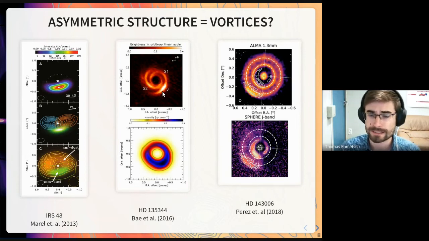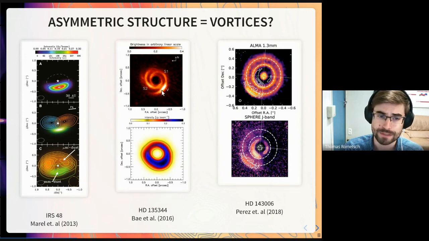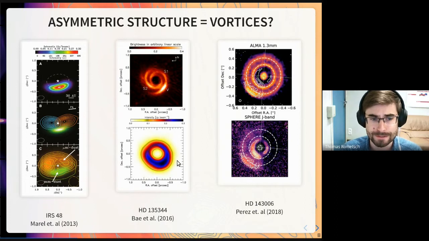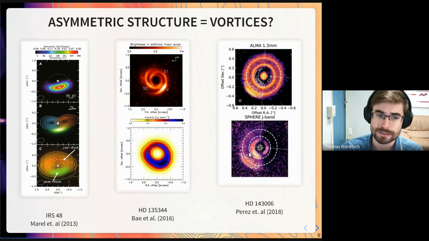It's at the VLT, also an interferometric instrument, but you can probe much smaller wavelengths. And also here in different wavelength bands, probing different structures in the disk. So SPHERE probes the surface of the disk. There we also see these big asymmetries.